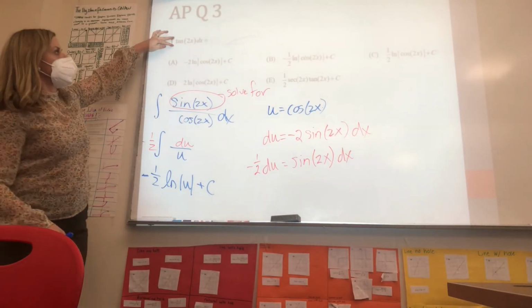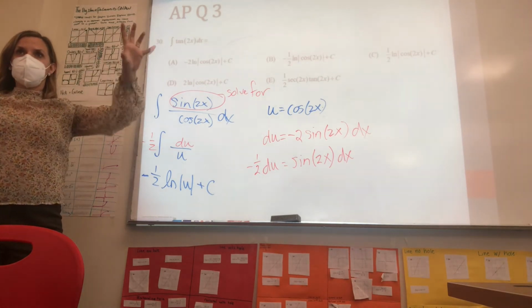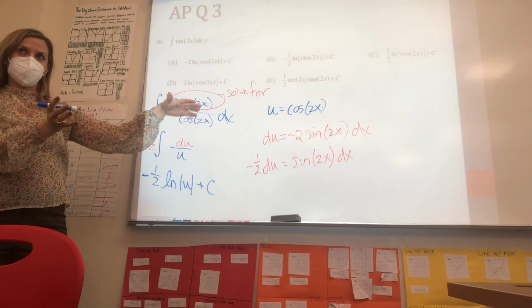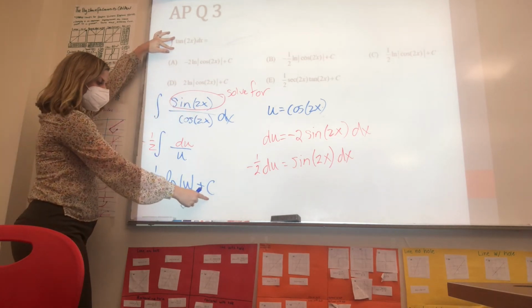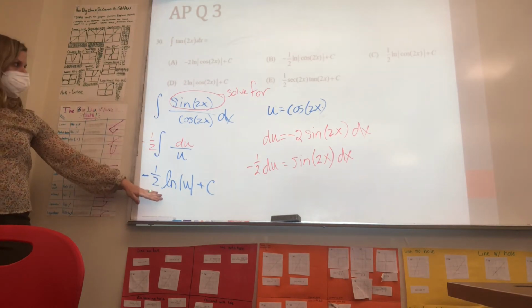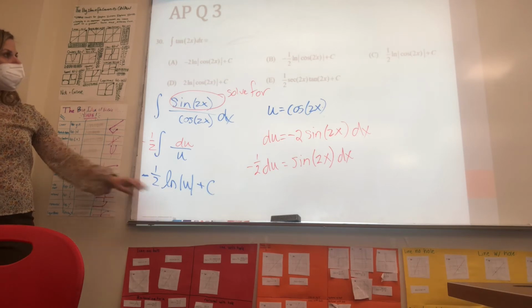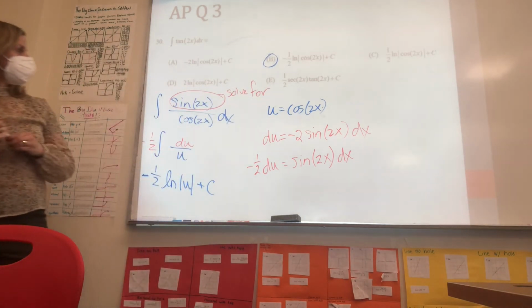So if there are numbers here, it's a definite integral. That means you're going to plug in the top, plug in the bottom, and the c's will cancel. No c's necessary. But if it's an indefinite integral, I do need the c. Okay, we're this far, hopefully. And then what's my answer when I put u back in? B. It's the one with the negative half.